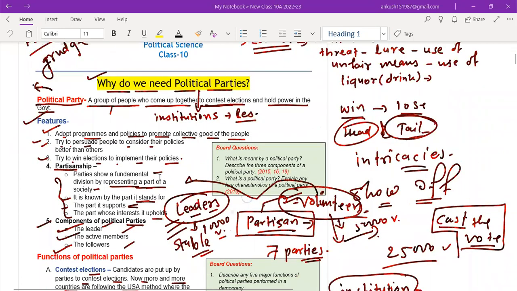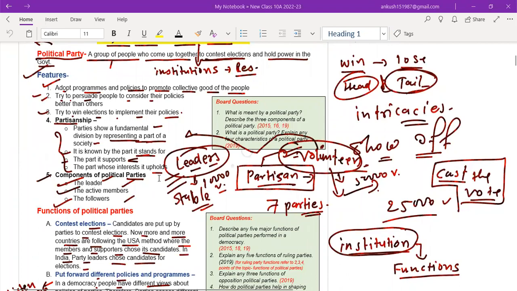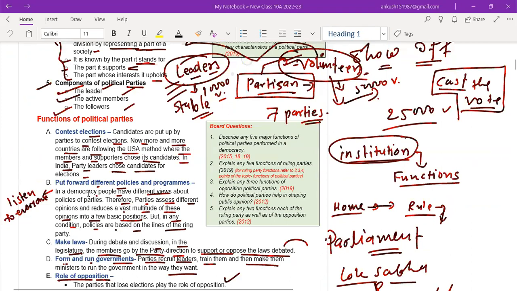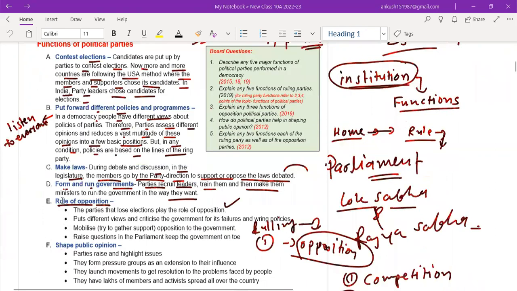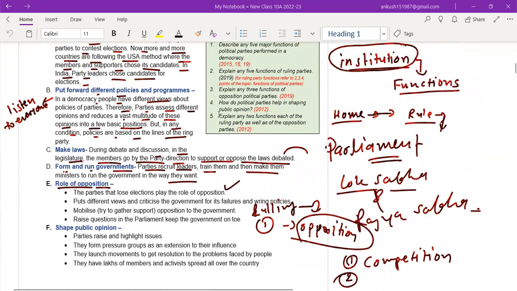So last time we had seen about the political parties, what is actually a political party and why do we need political parties, what is the structure and what are the features of political parties. After that, we had seen the comprehensive functions of the political parties, like contesting elections, policies and programs. They make the laws. The leaders, those who are elected, they are making the laws and all. Okay. Even what kind of government is being run over there. Role of opposition, that is very, very important. Okay.